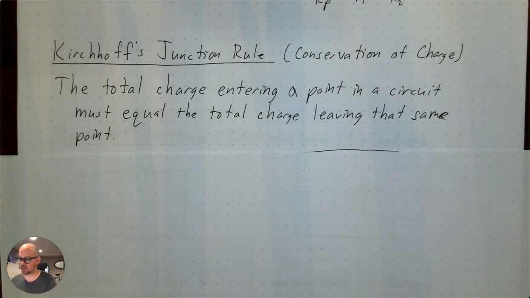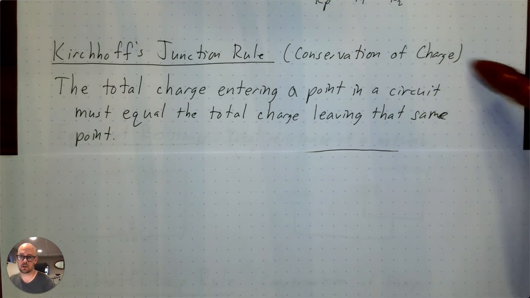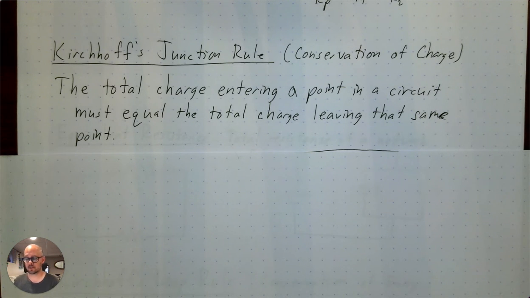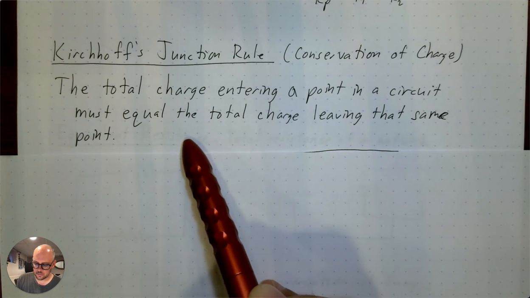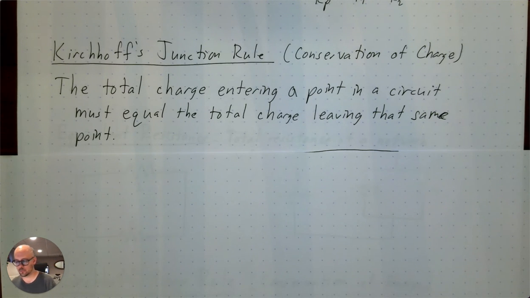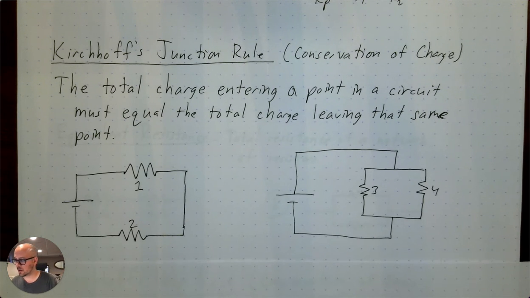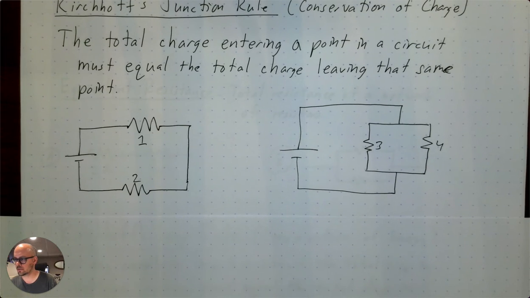Kirchhoff's junction rule has to do with the idea of conservation of charge. A circuit is a closed system, and so all of the electrons that you have in the circuit when you connect it for the first time, that's how many electrons you have. So the rule says that the total charge entering a point in a circuit must equal the total charge leaving that same point. What I want to do is just show you how that works with a series and a parallel circuit. So here's one of each.